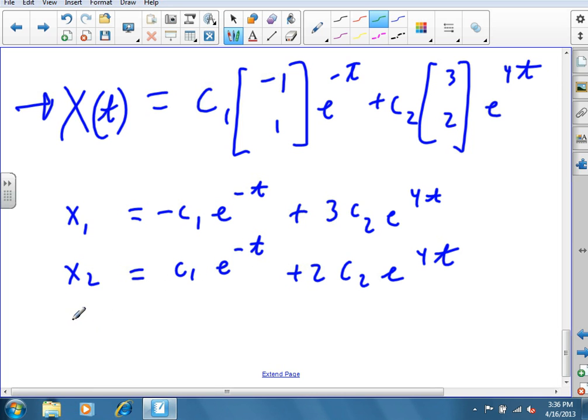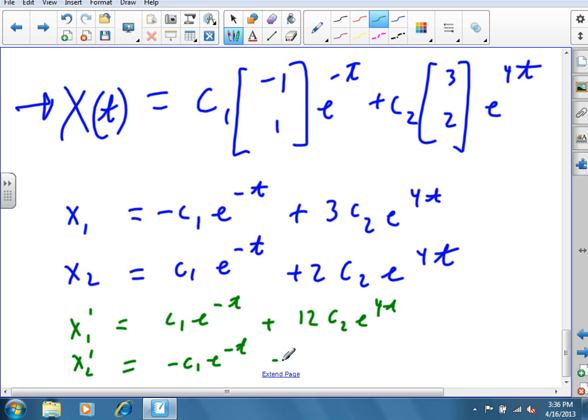And then I'm going to write down x1 prime: c1 e to the minus t plus 12 c2 e to the 4t. x2 prime: minus c1 e to the minus t plus 8 c2 e to the 4t.